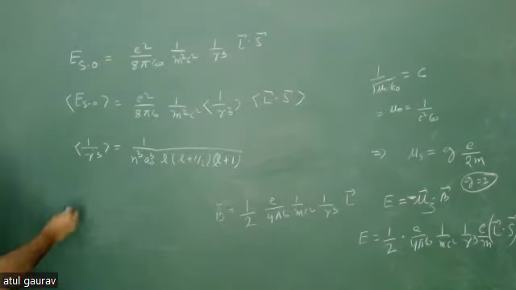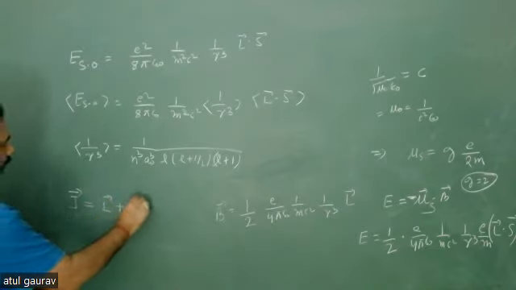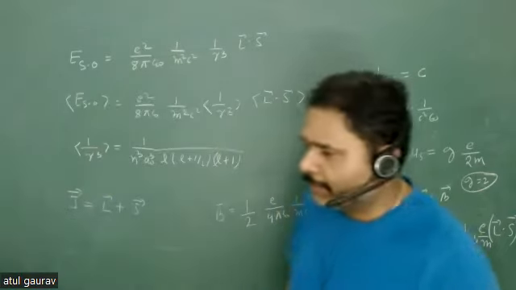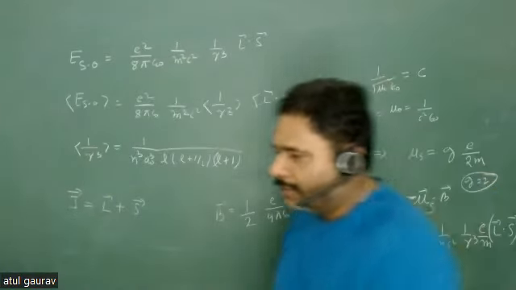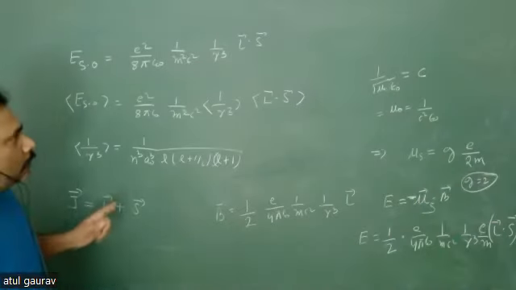So we can go for J. J is identified as what? A new angular momentum. That value is equal to L plus S. Okay? And you can just go for a vector diagram. What are we talking about? We are talking about the vector diagram. Just a minute. Okay.